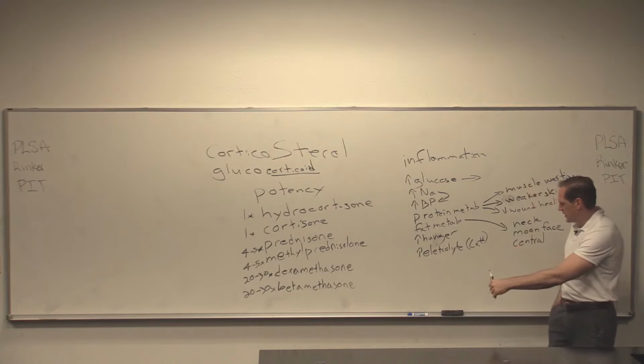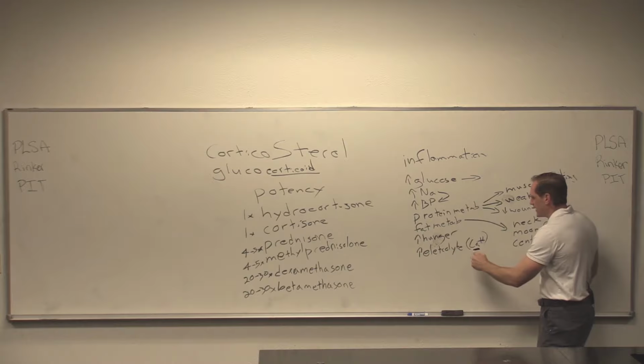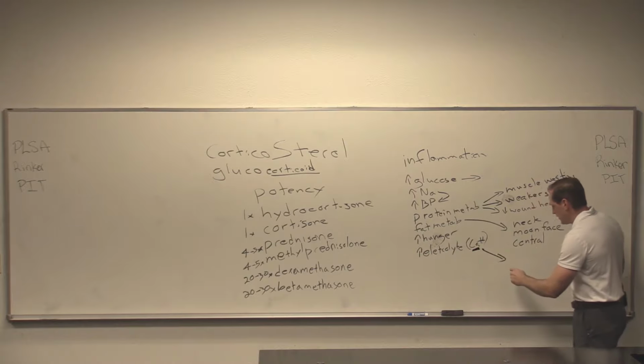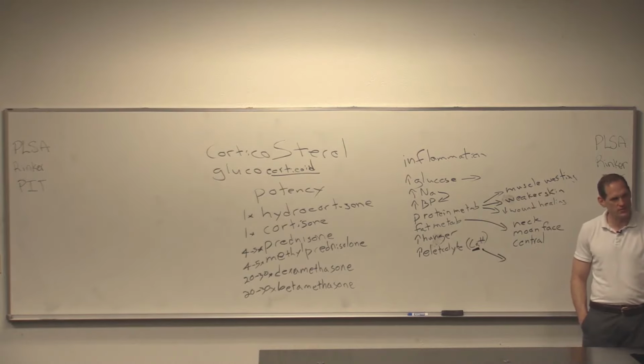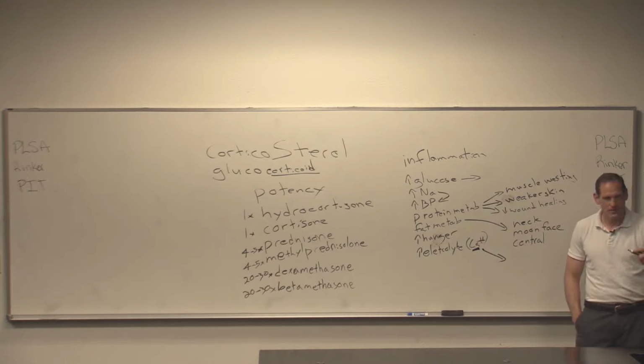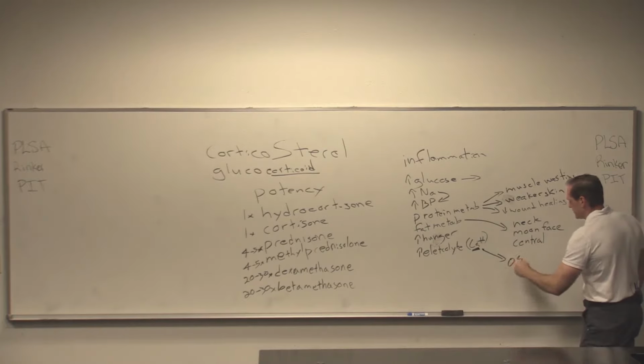All right, as far as the electrolytes go, we already mentioned sodium, but for calcium, the big thing here is what happens if you don't have enough calcium in your bones? What's that called? Brittle bones, what is it called? Little holes in your bones? Osteoporosis.